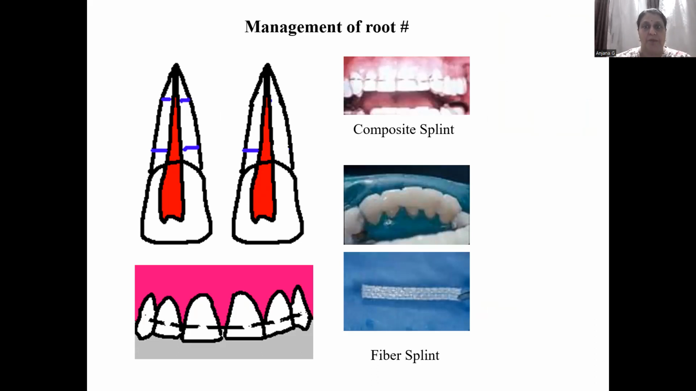You can either go for a wire and composite splint. You can adapt the wire according to the contour of the teeth and fix it up there with a bit of composite resin. Or you can use a fiber splint to stabilize the teeth in its correct position.